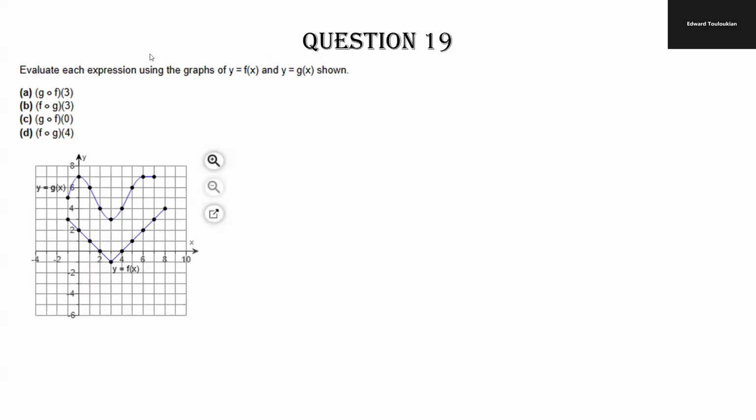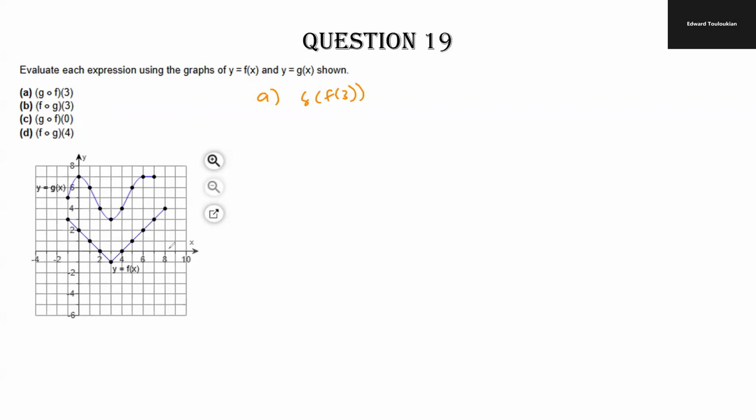All right, so we want to evaluate each expression using the graphs as shown. Okay, so this is a composite function. So for part A, I want to find g of f of 3. That's how you would interpret that.